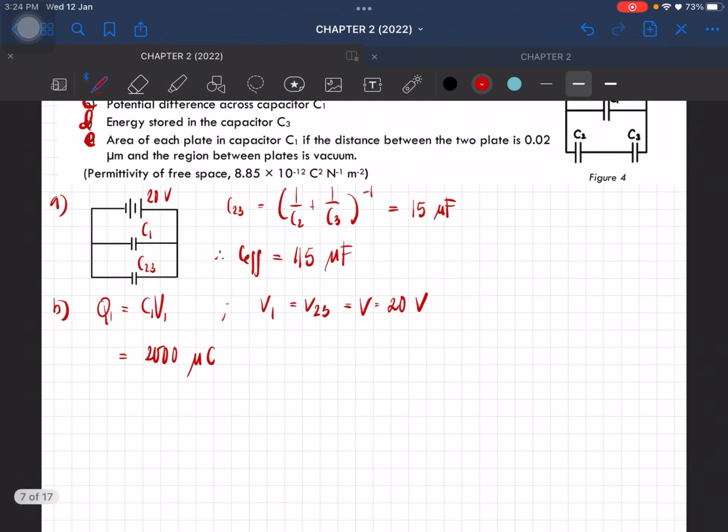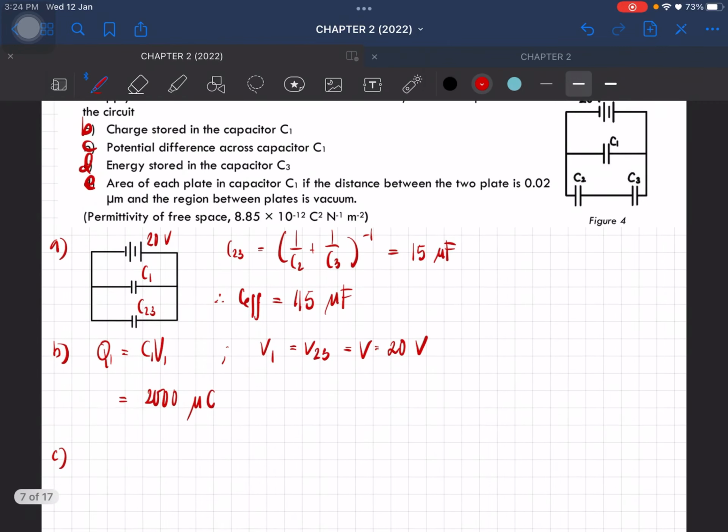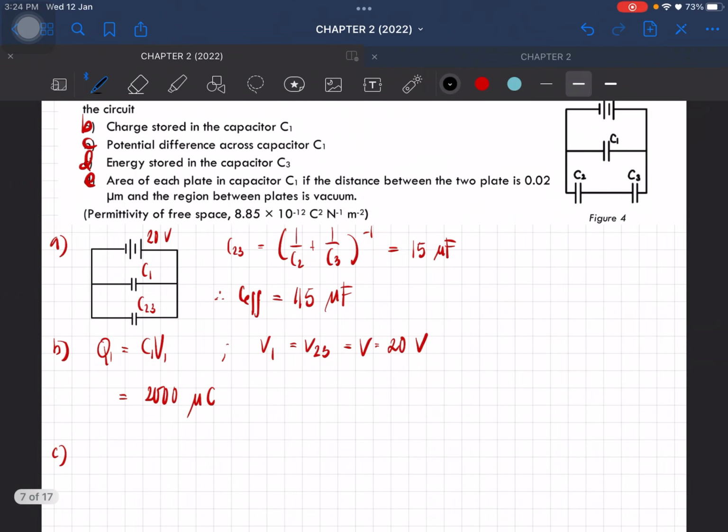And then we have to calculate the potential difference across, actually this is not C1, this is C2. I'll do the correction before I upload it in the Google Classroom.